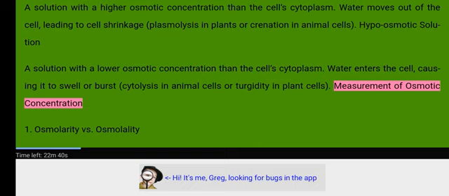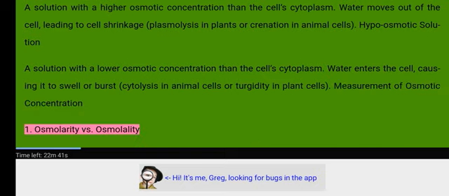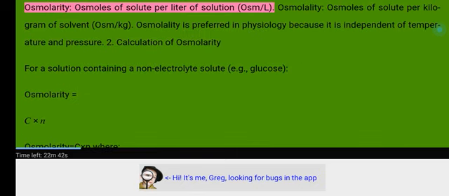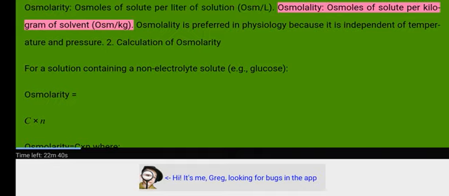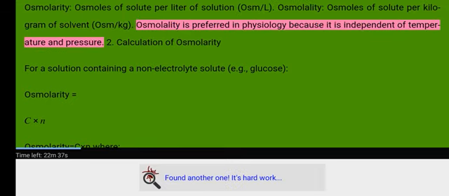Measurement of osmotic concentration. 1. Osmolarity versus osmolality. Osmolarity: osmoles of solute per liter of solution, Osm/L. Osmolality: osmoles of solute per kilogram of solvent, Osm/kg. Osmolality is preferred in physiology because it is independent of temperature and pressure.